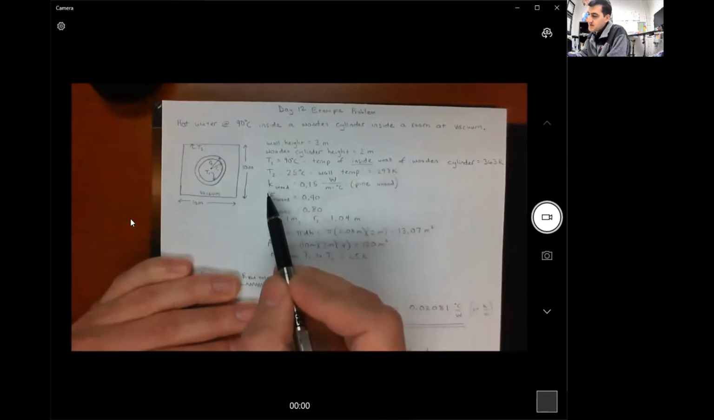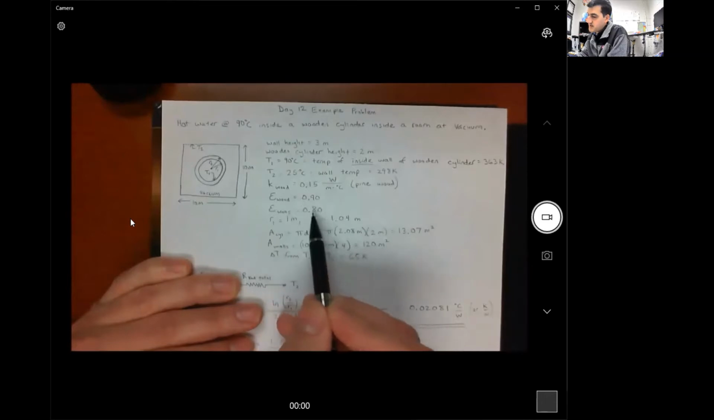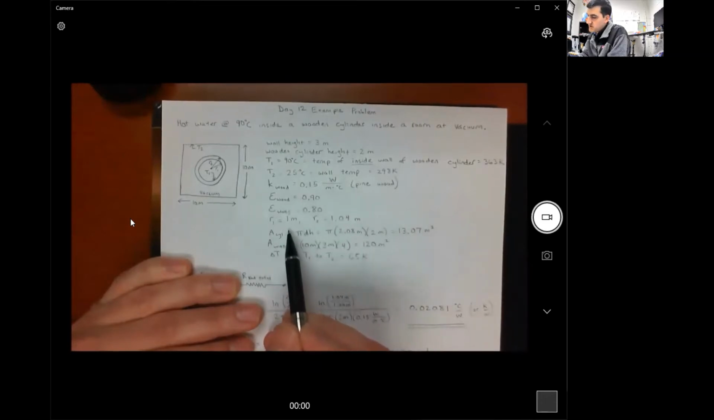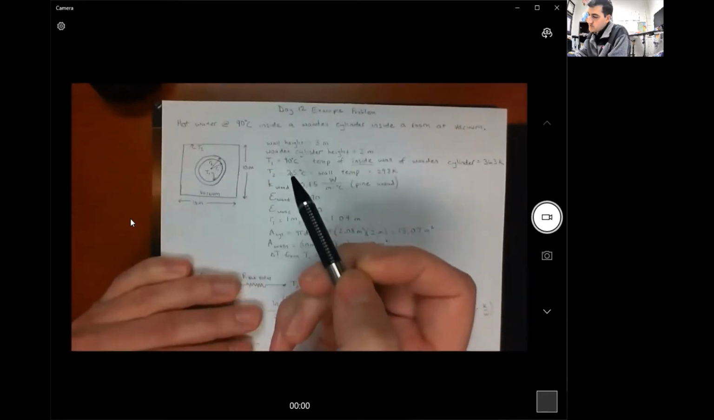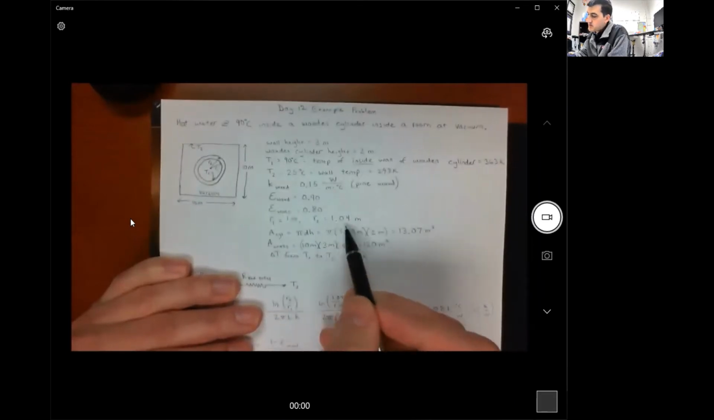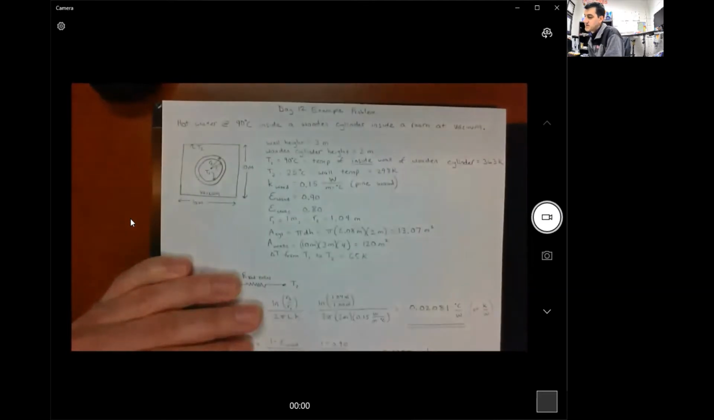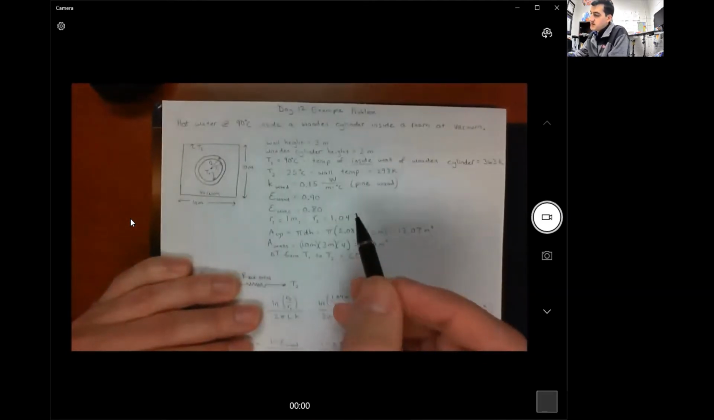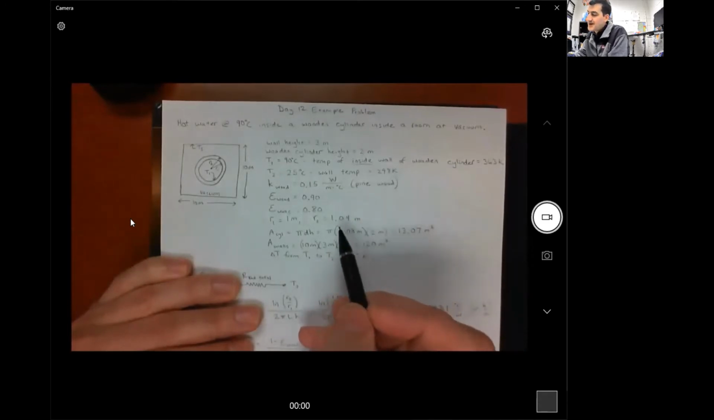We're given the thermal conductivity of the wood. We're given the emissivity of the wood, the emissivity of the room walls. We're given the dimensions. So we are told that R1 is the interior radius of the barrel, and that is 1 meter. And R2, which is the outer radius of the barrel, is 1.04 meters. So that tells you that the wall thickness is 40 millimeters or 4 centimeters. But we don't need that. We just need R1 and R2.